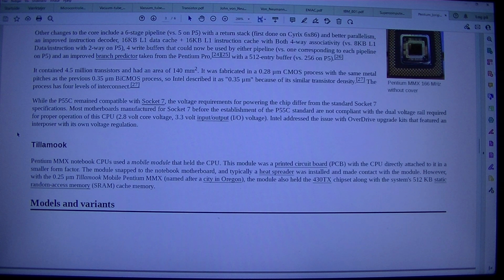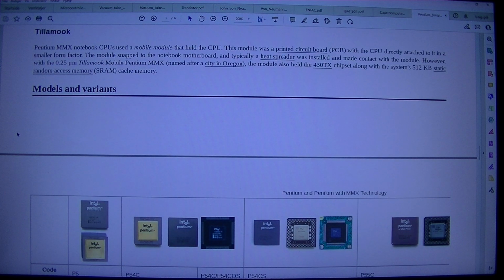Tillamook. Pentium MMX notebook CPUs used a mobile module that held the CPU. This module was a printed circuit board, PCB, with the CPU directly attached to it in a smaller form factor. The module snapped to the notebook motherboard, and typically a heat spreader was installed and made contact with the module. However, with the 0.25 micrometer Tillamook mobile Pentium MMX, named after a city in Oregon, the module also held the 430TX chipset along with the system's 512 KB static random access memory, SRAM, cache memory.